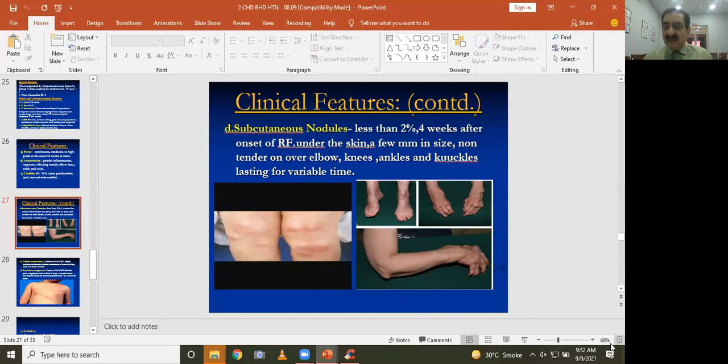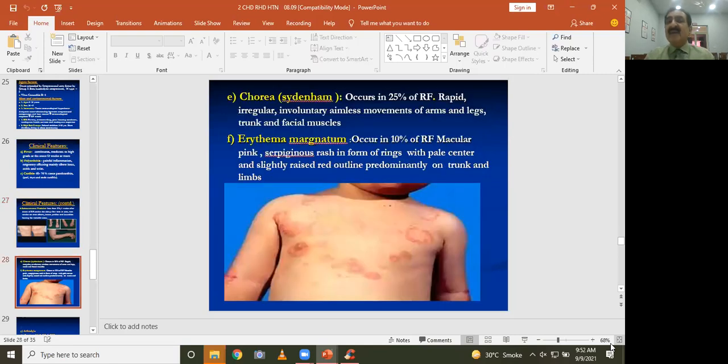This disappears. You can see in the picture there are small nodules on the knee, on the knuckles, on the feet, etc. Small nodules, and these are painless. Okay, but I'll let you know, these may occur in other diseases as well. Then chorea. What is chorea?